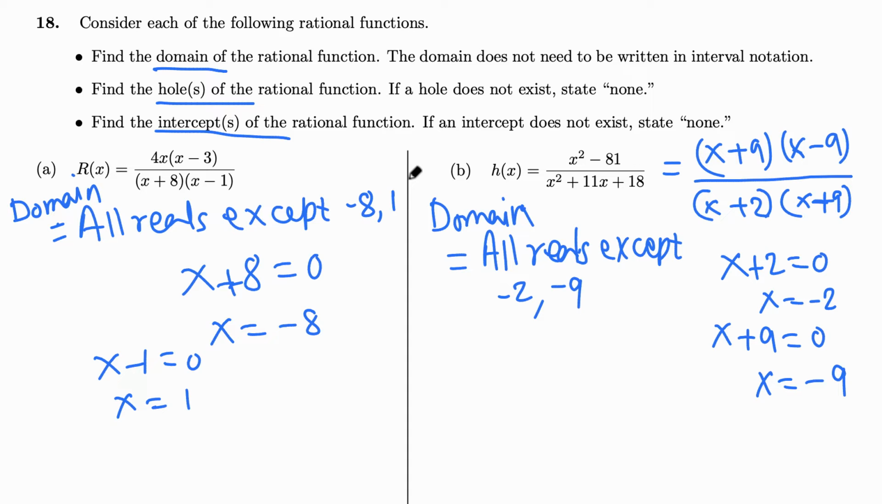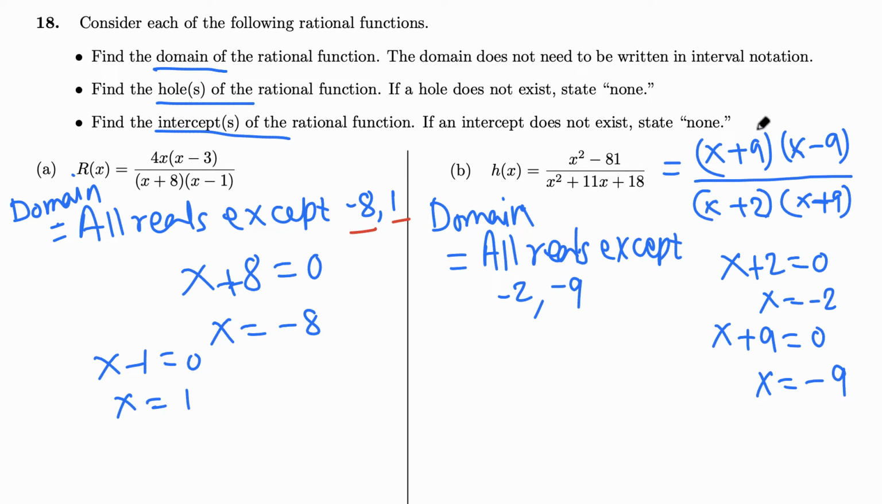Okay, and when it's factored, let's come back to the first part. There is no cancellation from top and bottom because x plus 8 is a block, x minus 1 is a block. So there are no cancellations, which means none of these two bad points for the domain are holes on the graph. That means this rational function has vertical asymptotes at x equals negative 8 and x equals 1. So there are two vertical asymptotes, by the way.